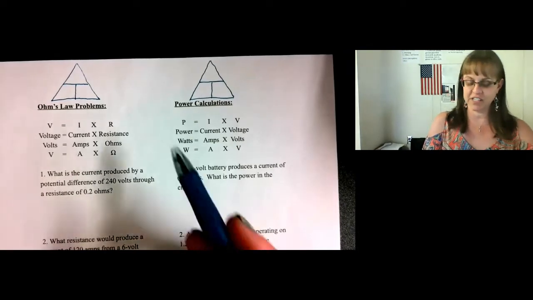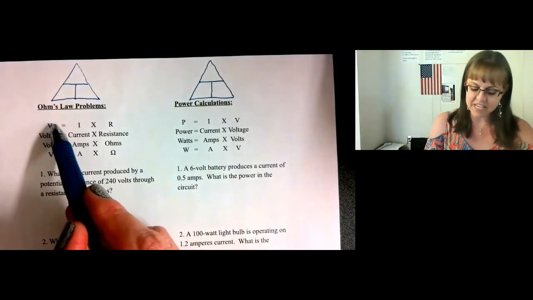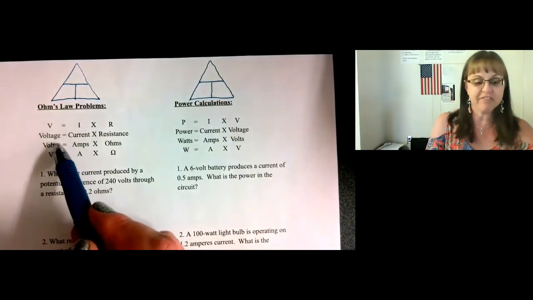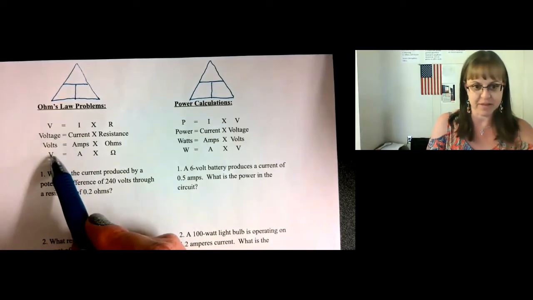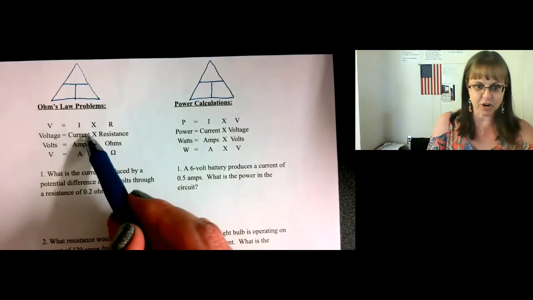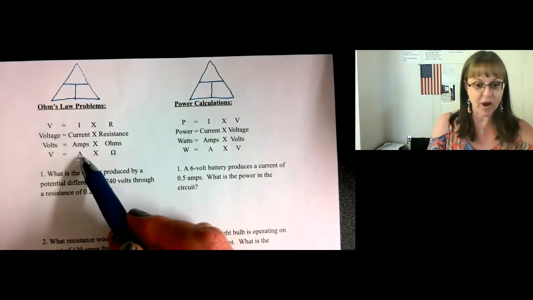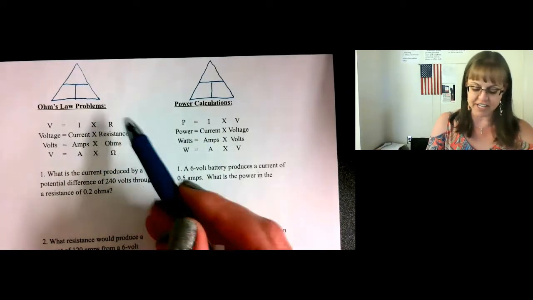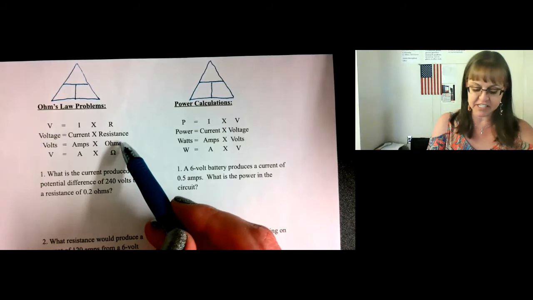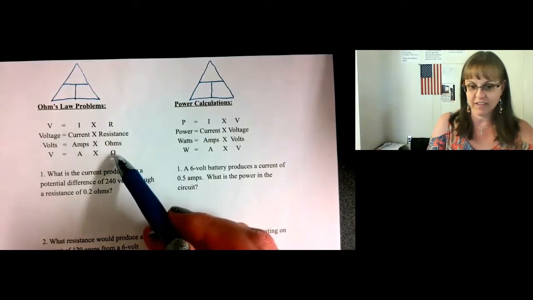So let's get this all straightened out. V stands for voltage. It's in volts, and the symbol for volt is V. I stands for current. Current is in amps, or A. R stands for resistance. Resistance is in ohms, or that symbol, the Greek letter omega.